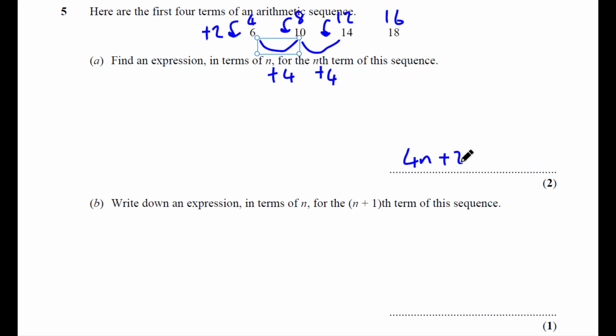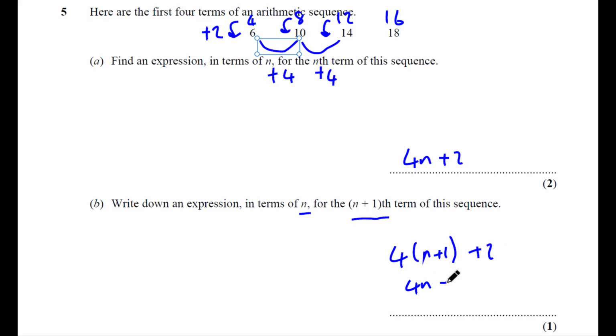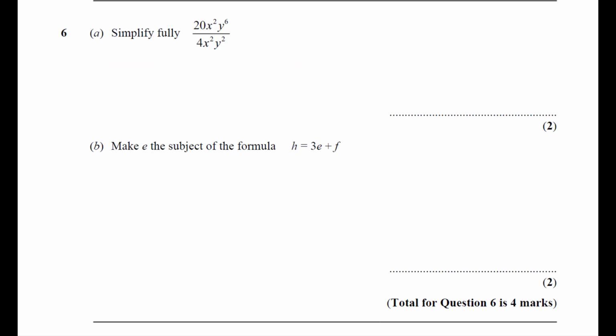Write down an expression for the n plus 1th term of this sequence. So this question might look quite difficult, but all it's asking you to do is to substitute the n for n plus 1, because that will give you the n plus 1th term of the sequence. So just do, instead of the n, write n plus 1 plus 2. You can expand that to 4n plus 4 plus 2, so that answer is 4n plus 6. Nice 1 mark there. Let's look at question 6.